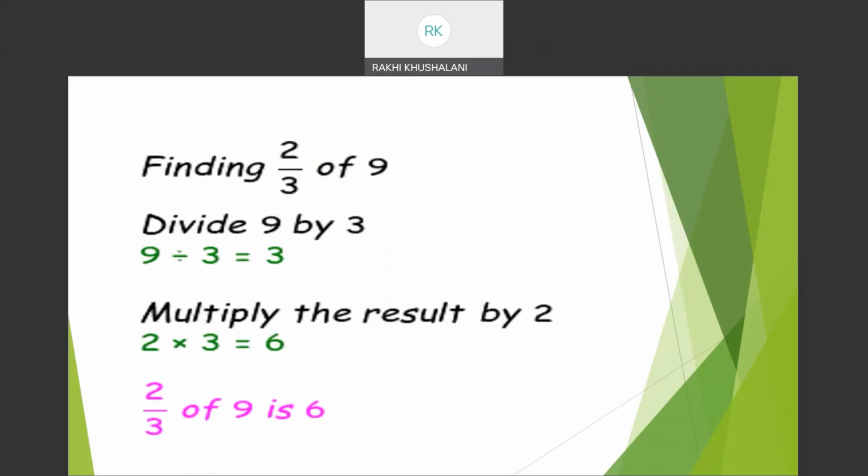So, finding 2/3 of 9. I've taken some other number; it can be a group of anything. What is the process of doing this? Divide 9 by 3, that is, divide the whole number by the denominator. 9 divided by 3 gives you 3, and multiply the result by the numerator 2. That is, 2 into 3 is equal to 6. So 2/3 of 9 is 6. Let me show you more to remove your confusion.